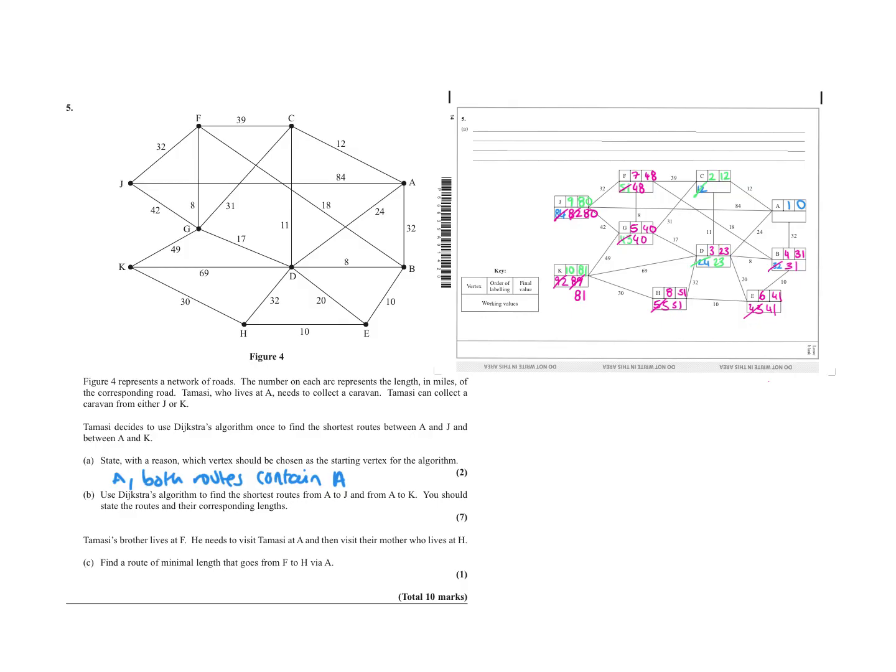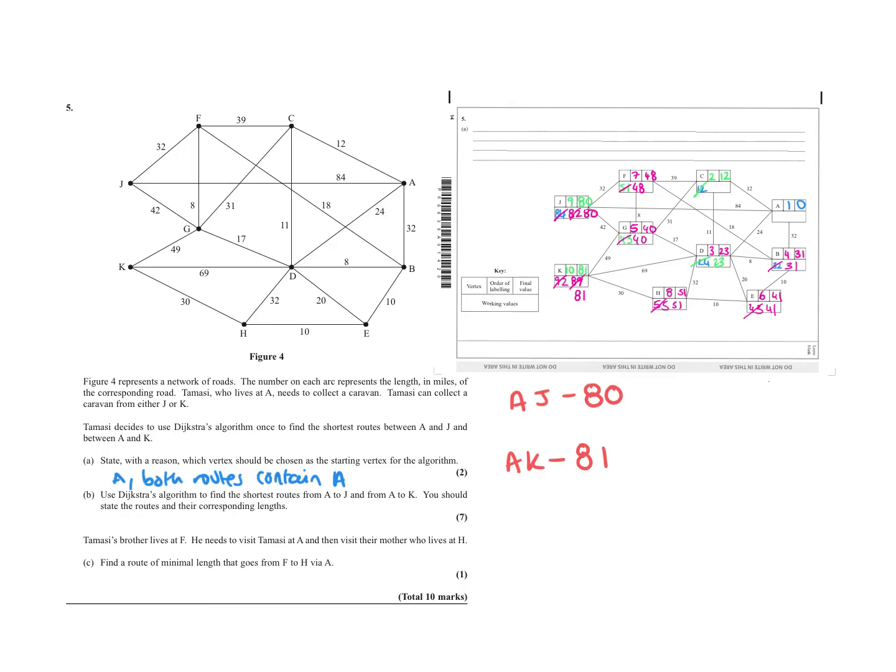Okay then, part B, use Dijkstra's, and then it says you should state the routes and their corresponding lengths. So, this is where the magic happens. We want the route A to J and A to K. Now, I know from A to J, I find the J box, and whatever my total value, that is how long the route is. The route is 80, because this is the whole point of the algorithm. If we start at A, it tells us where to any other node. And then A to K is in fact 81.